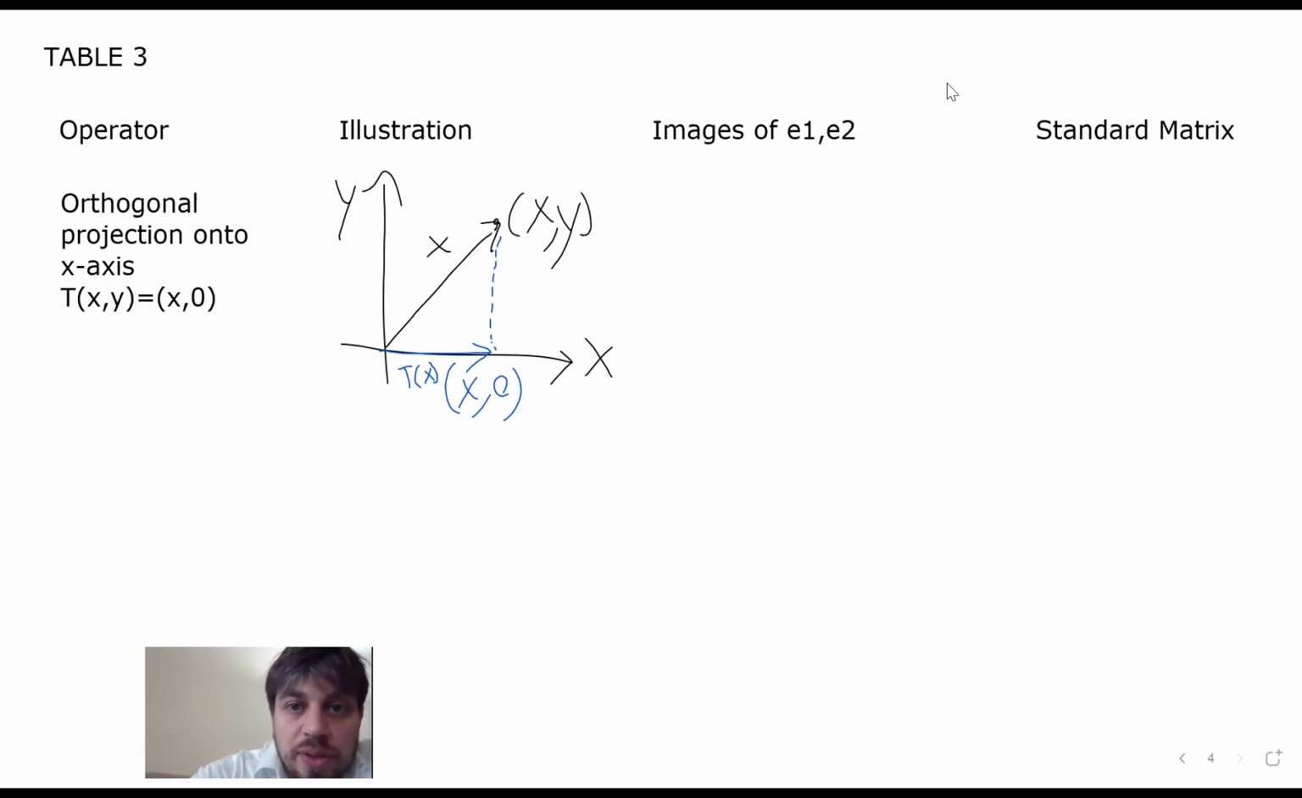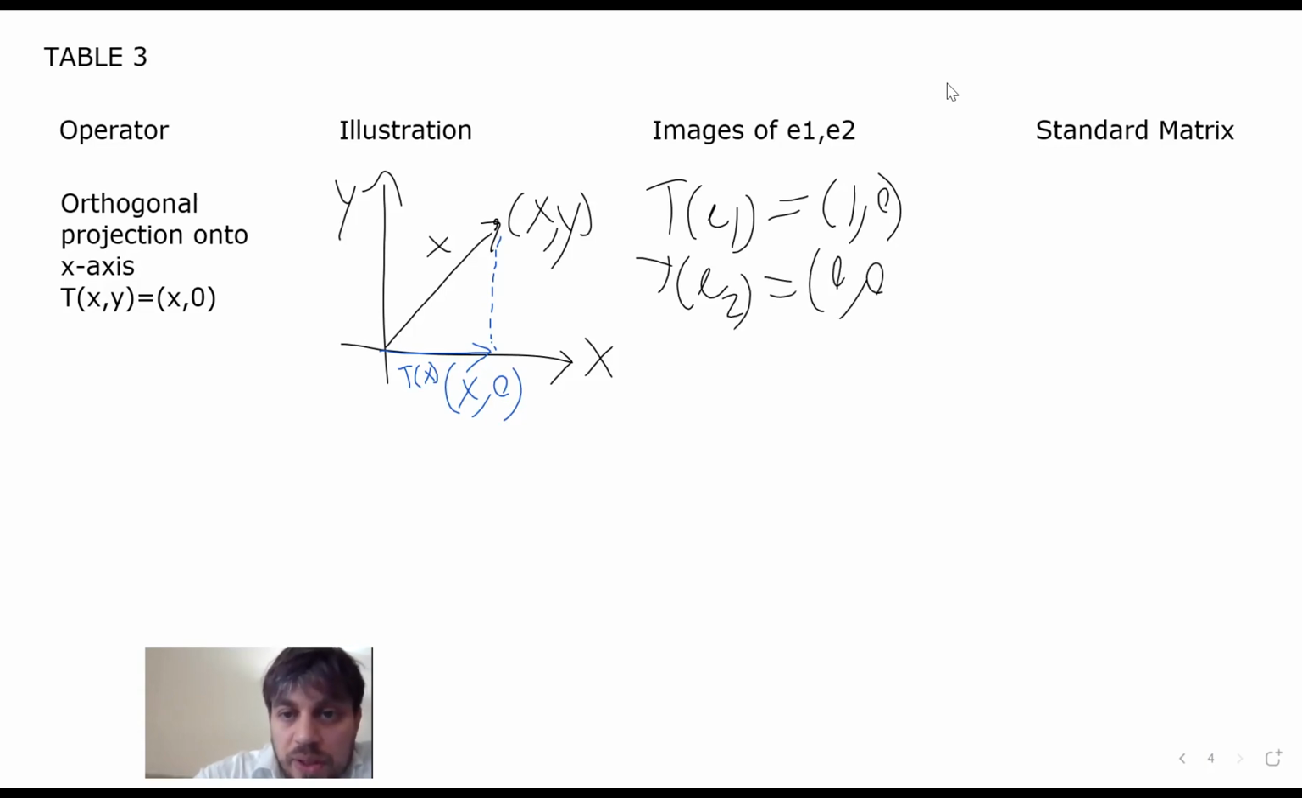Okay, so the images under E1, E2 are now in R2. So E1 is 1, 0, E2 is 0, 1. So T of E1 is just 1, 0. And T of E2 is 0, 0, because you make the second component 0. So the standard matrix is now the first column is 1, 0, the second column is 0, 0. That's the standard matrix for that operation.